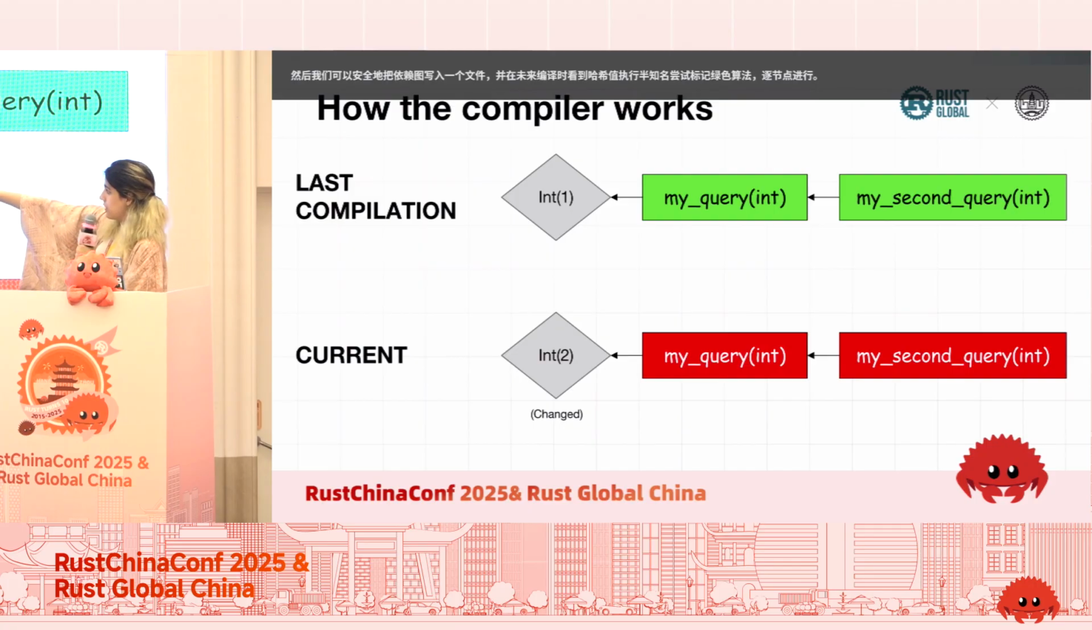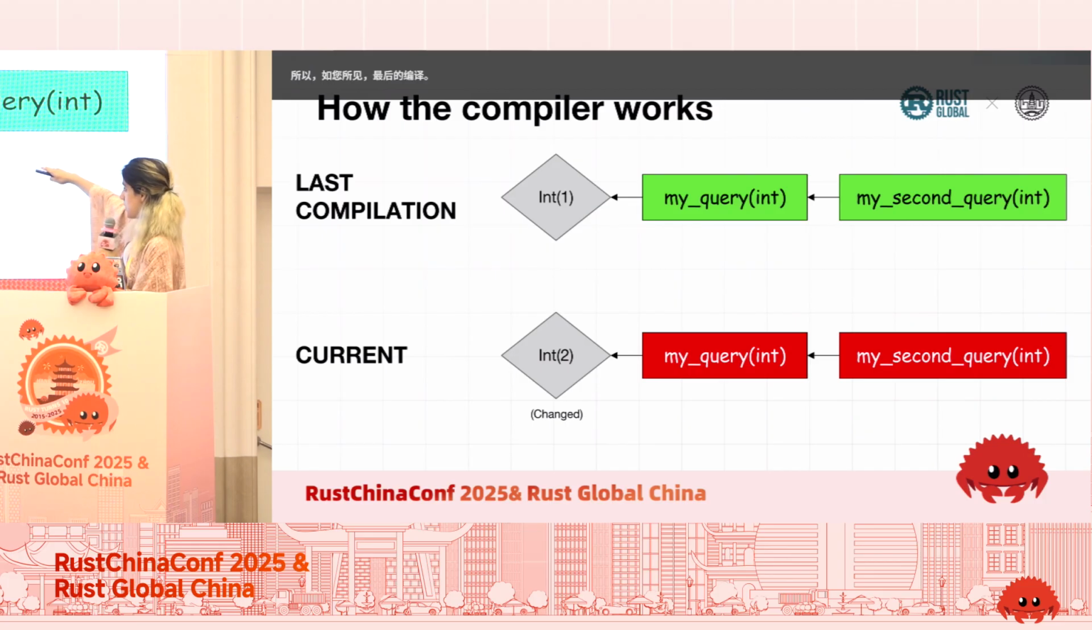So as you can see here, in the last compilation the value was 1, so my query and my second query were both evaluated once, but in the current compilation the value changed to 2. So my query and my second query are both recomputed because the original value changed. So now that all that is explained, queries, compiler stages, and we can queryify all that, and the query context, all that, and not important. We know the problem, we know how the compiler works.